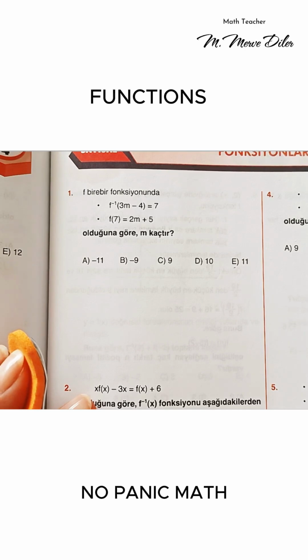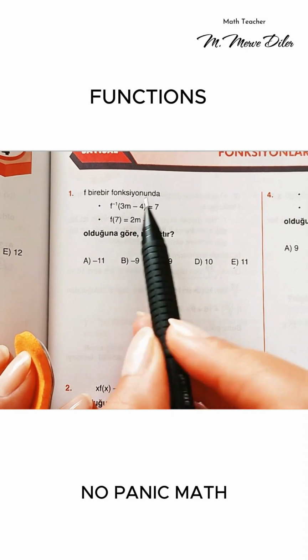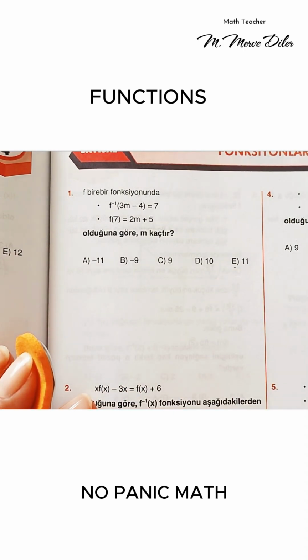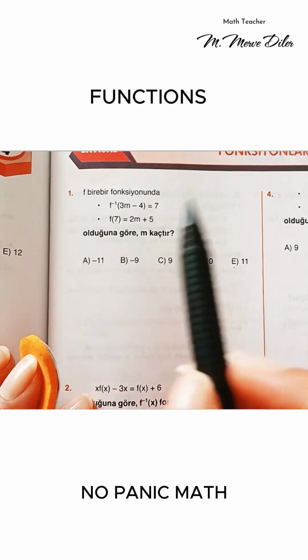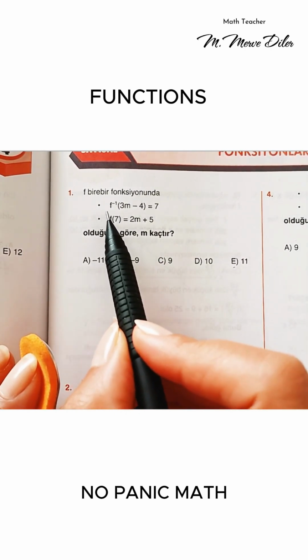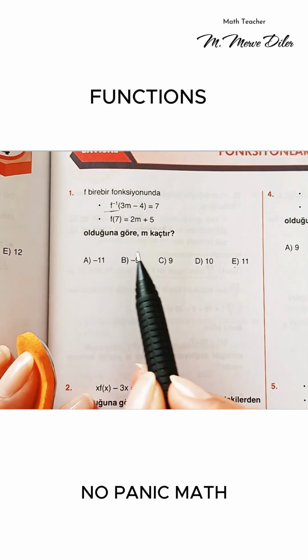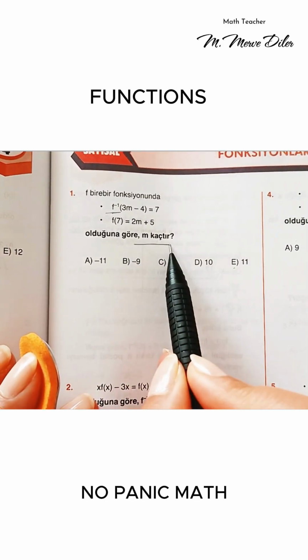Hello everyone. We're continuing with functions. This time, we'll look at a question about inverse functions together. Let's get started and see. In the one-to-one function f, 2 functions have been defined for us, and one of them is given as the inverse function. Given that, what is the value of m?